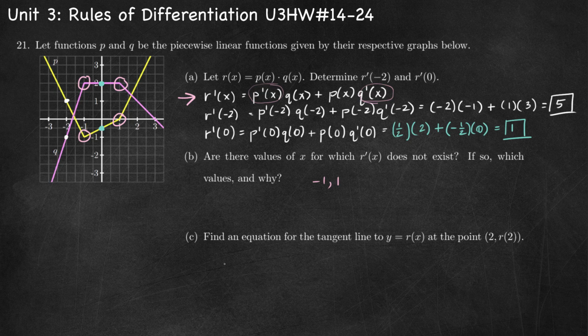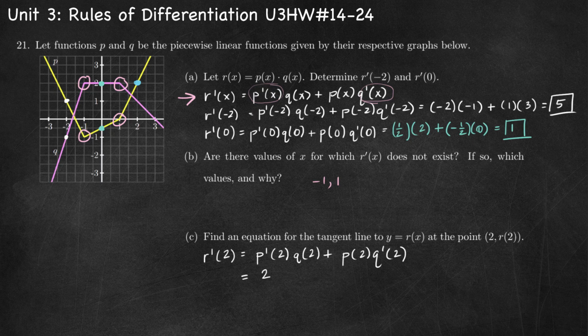And part C, find an equation for the tangent line to y equals r of x at the point 2 comma r of 2. So we've already found r prime. We want to find r prime of 2. R prime of 2 is p prime of 2 times q of 2 plus p of 2 times q prime of 2. So p prime of 2. P prime of 2 is the slope at this point right here. So that's going to be a positive 2.